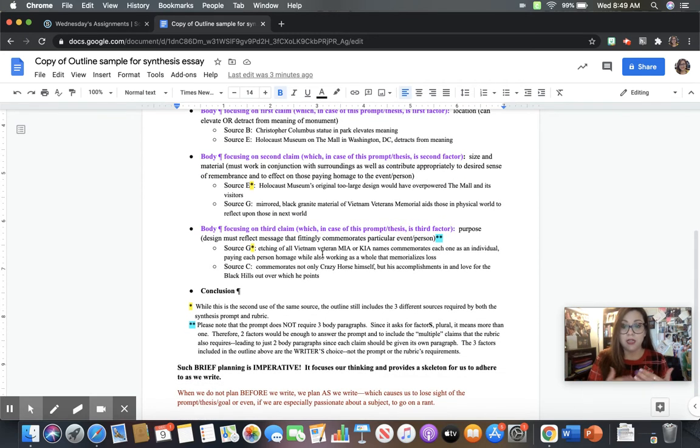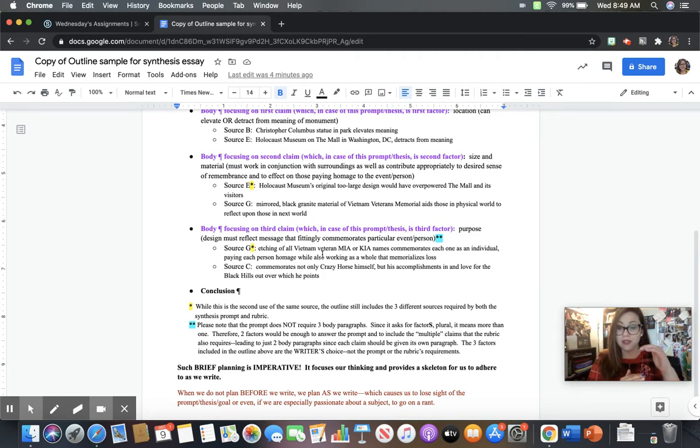And then because I also have one more factor, which was purpose, I need one more claim and one more little batch of sources that I can use to prove that. So the design must reflect the message that fittingly commemorates particular events and people. So I started with location and I talked about complexities there. Then I talked about size and material together and how those work in conjunction. And then the same thing, how those factors need to be guided by purpose.